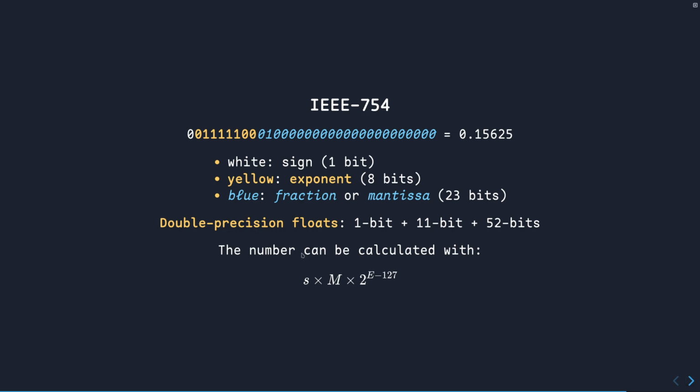There's also double precision floats, which are 64 bits, and these would have 1 bit, 11 bits, and 52 bits for the sign, exponent, and fraction respectively.